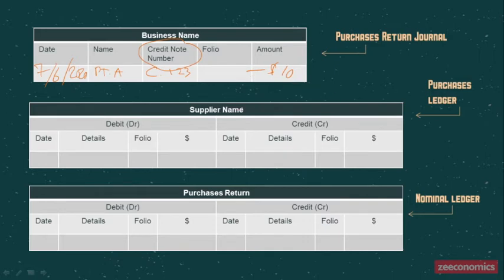Since we know the supplier's account, the PTA, was previously a liability, and liabilities increase on the credit side, if we put it on the debit side it means that the liabilities to the supplier will be decreased.